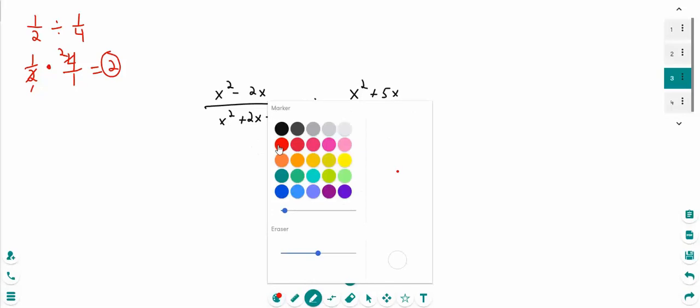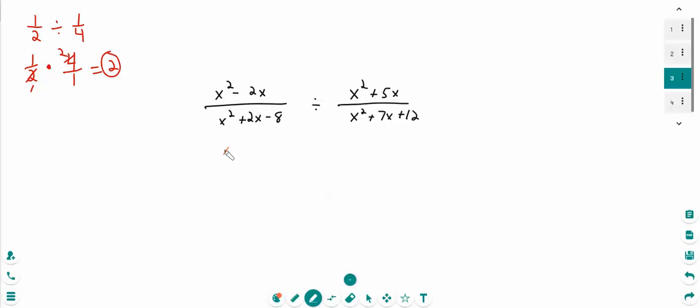We're just simply going to rewrite this problem as x squared. And you know what? Maybe to save time, let's factor this first. So we'll factor this top numerator here. So x squared minus 2x. What can we factor? Well, we can factor out an x, right? Both terms have an x.